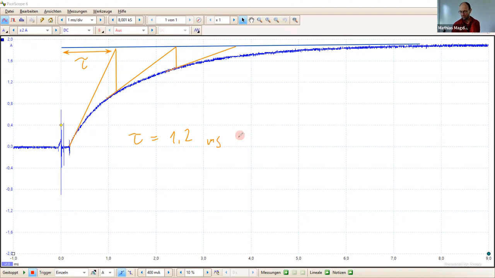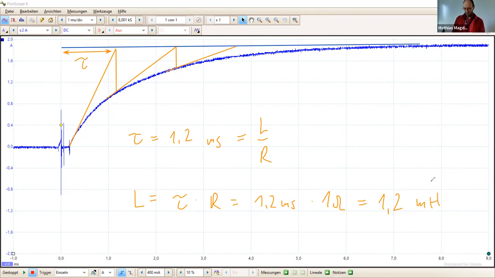And so this time constant also corresponds to the ratio between the inductance and the resistance. And we already know the resistance because we have measured it before. So with this kind of approach, we can calculate the inductance of the motor from this time constant. So it will be this time constant times the resistance. And remember, the resistance was something like around 1 ohm. So we get around 1.2 millihenry. This will be the inductance of the motor.